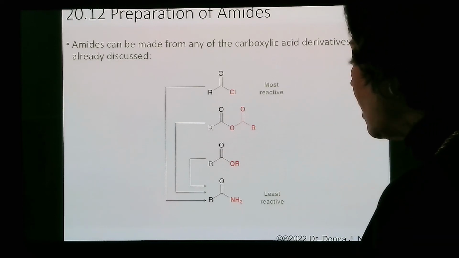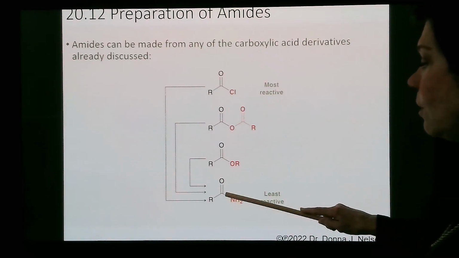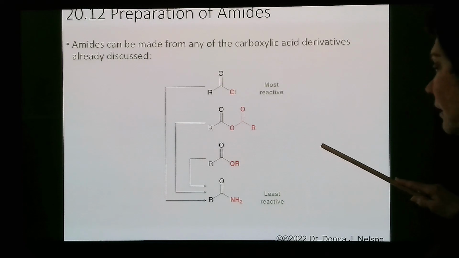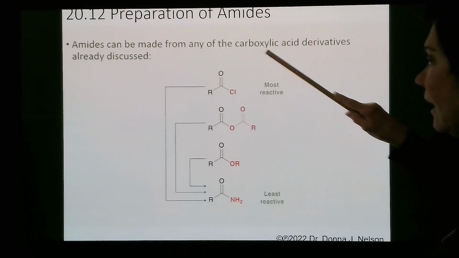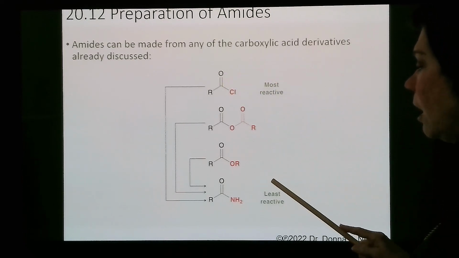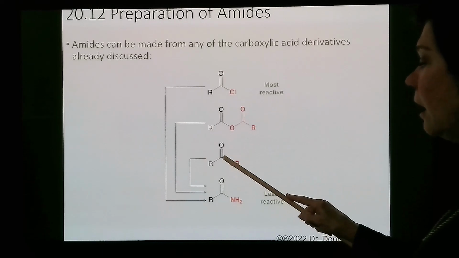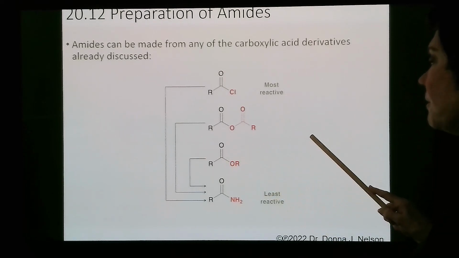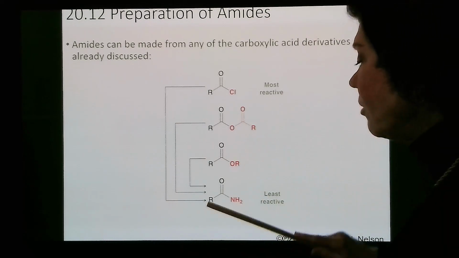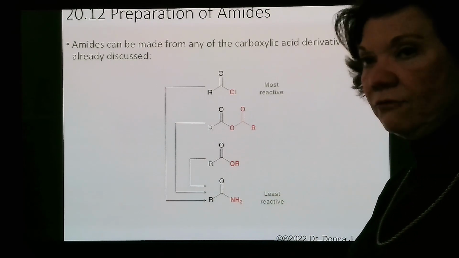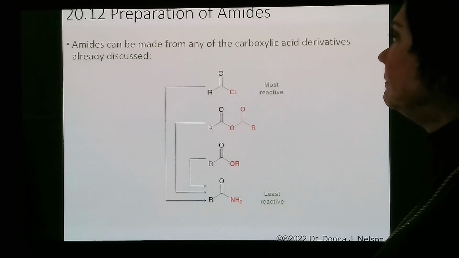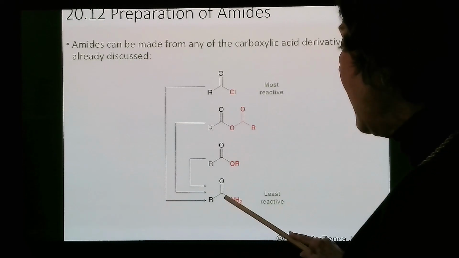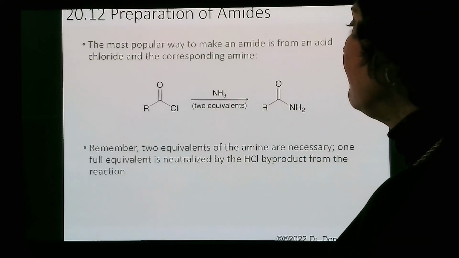So if you want to go uphill here, you have to hydrolyze this to the carboxylic acid, and then from the carboxylic acid, go to the acid chloride. Or you can hydrolyze this to the carboxylic acid, and from the carboxylic acid, go to the anhydride. If you want to go uphill, you have to go through the carboxylic acid. But amides can be generated from any of these.